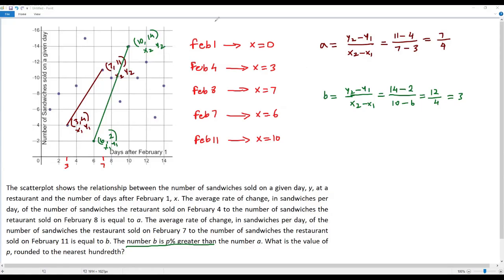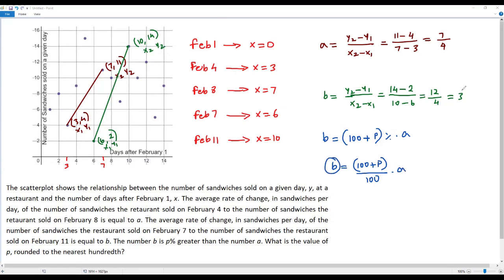Now let me write this one as an equation. That is, the number B equals P% greater than. P% greater than means we have to add that P to 100 percent, then the number A means times A. Here, B equals 100 positive P divided by 100. I have written this percentage as a fraction times A. Now let's plug in values for B and A over here.